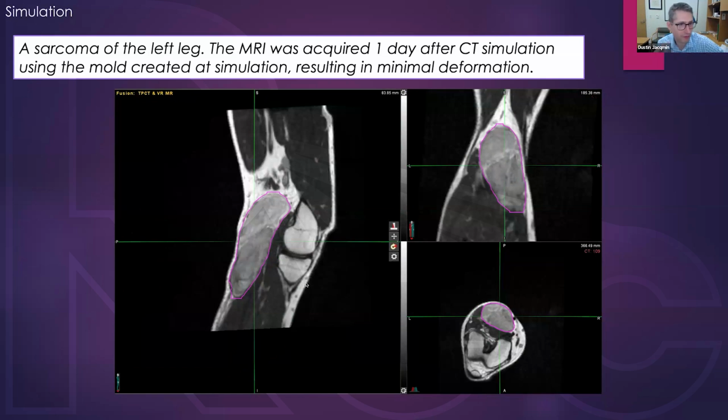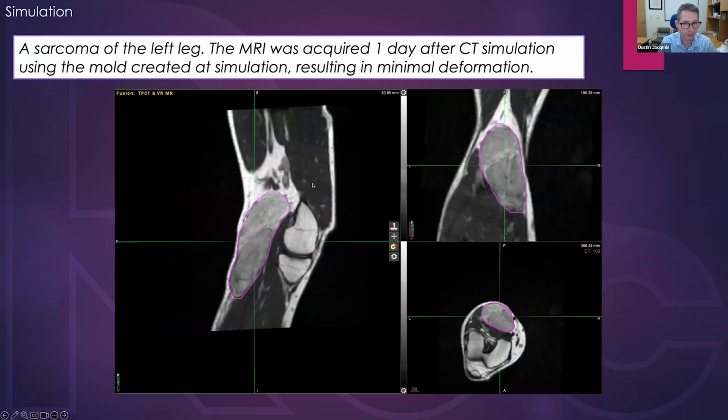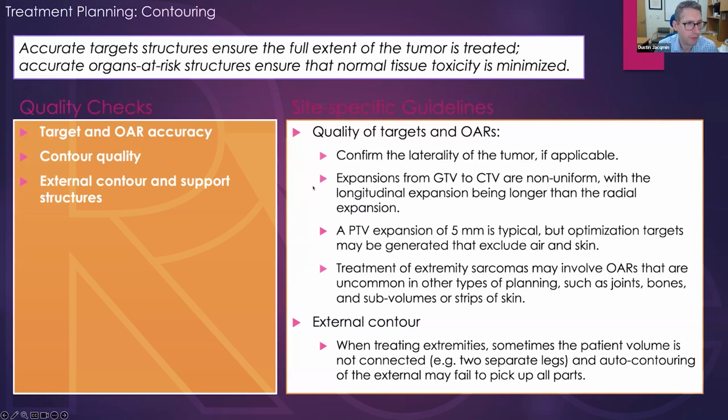This, on the other hand, is a best case scenario. So this is a sarcoma of the left leg, and the MRI was acquired one day after CT simulation using a mold created at simulation the previous day. And you can see here that the leg posture is pretty much the same. The shape and size of the tumor is very, very similar. And so this is a case where we were able to get a really nice fusion because we did our MRI in the treatment position. This isn't always possible, but if you can arrange it in your clinic, it can be really beneficial to the fusion process. All right, let's talk about contouring.